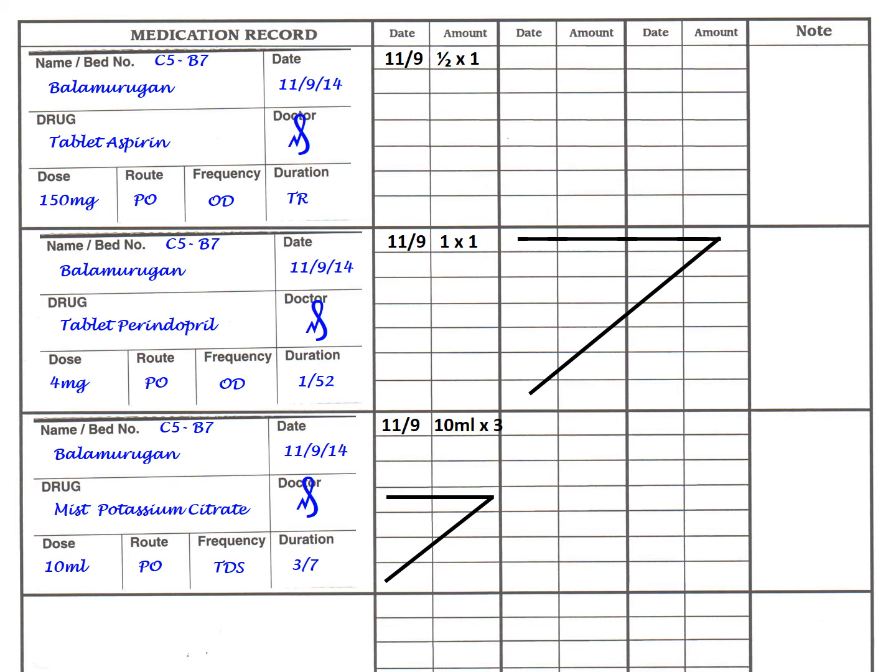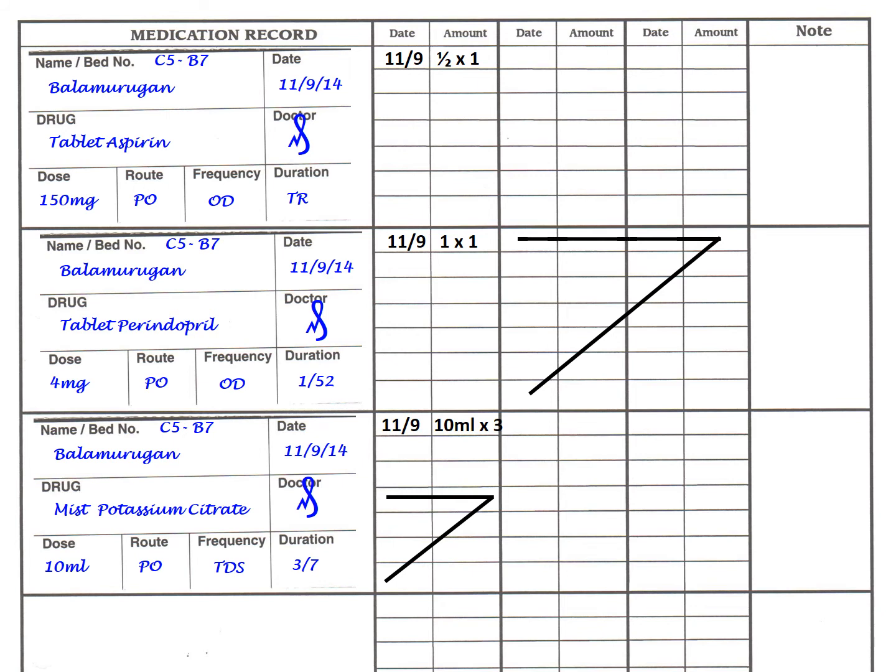The second prescription is tablet perindopril. It's 4 mg OD. One tablet prescription, the strength of one tablet of perindopril is 4 mg. So you just write there 11 of September and you write there 1 times 1. It's very straightforward. One thing that you have to see here is the duration of this particular prescription is only for 1 week. 1/52 is 1 week, right? So what we have to do is we have to write a 7 here. You have to cancel the remaining of the column so that the nurses in the ward cannot write the prescription later on actually.